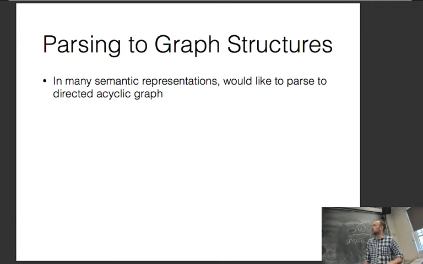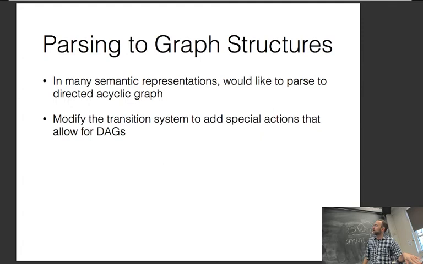So you saw the example of AMR. AMR is basically a graph where a single node represents an entity, and they might be connected together with argument links. A very common way to do this is to take a regular transition-based parser, which normally could only generate trees, and then you modify its transition system so it's able to also generate graphs.